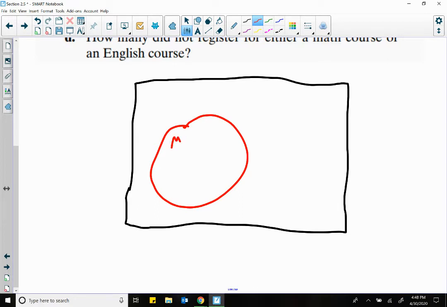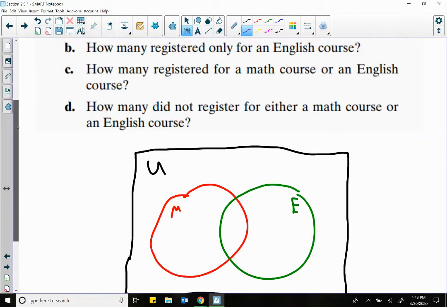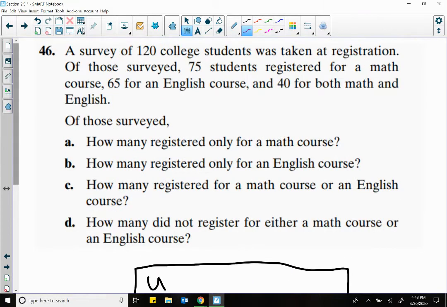We have a math circle, and we have an English circle. And then, of course, out here we have our universe. So, when dealing with this, just like what we talked about with everything else, we're going to start right here in the middle. When I start in the middle, that means I need to know about both math and English. And when you do these problems, the very last sentence here is about both. So we know that 40 registered for both math and English.